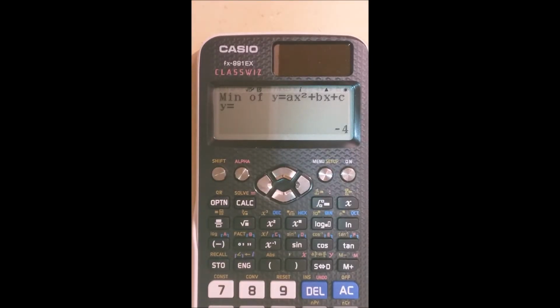Next one I'm going to do is hit all clear. And it's 1x squared. So just go 1. Trying to make it simple on myself. -4x.